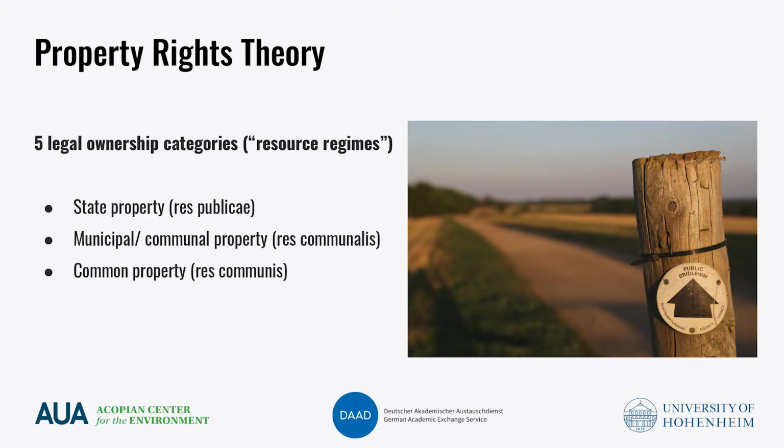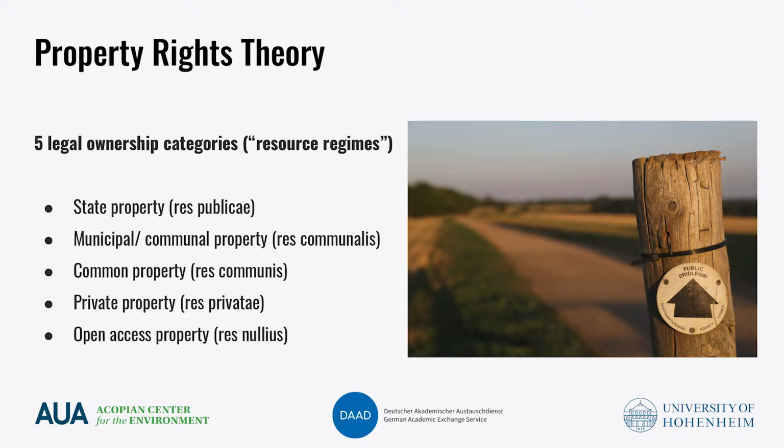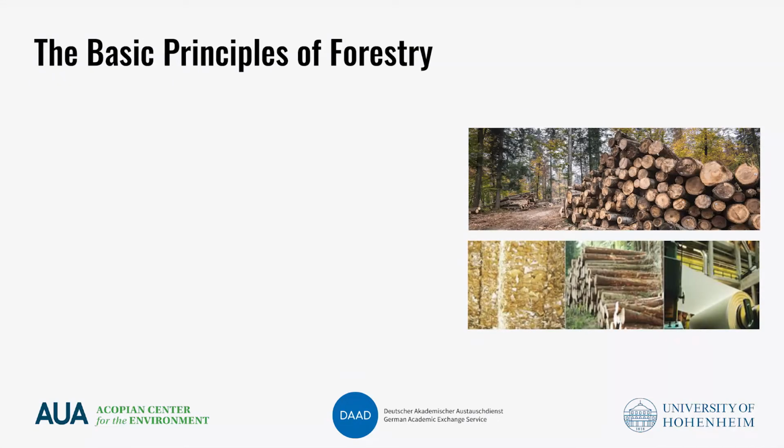common property, res communis, privately owned forests managed by a group of co-owners with a governance structure responsible for assigning rights and duties; private property, res privati, privately owned forests managed by a specific individual or private legal entity that holds the rights to control its use; open access property, res nullius, forests that are not owned by anyone and where everyone has access.